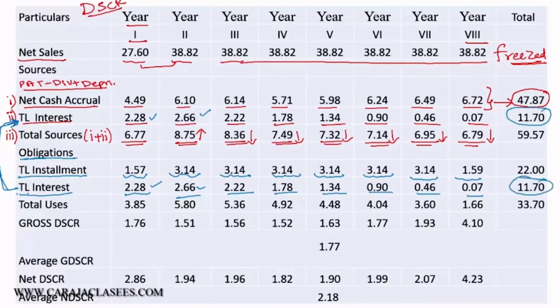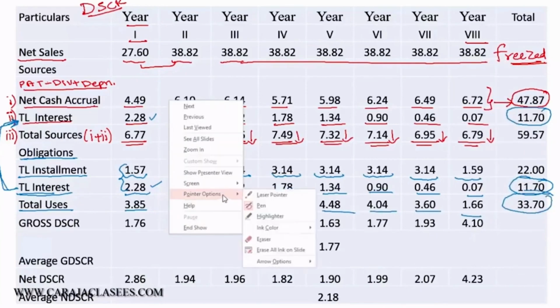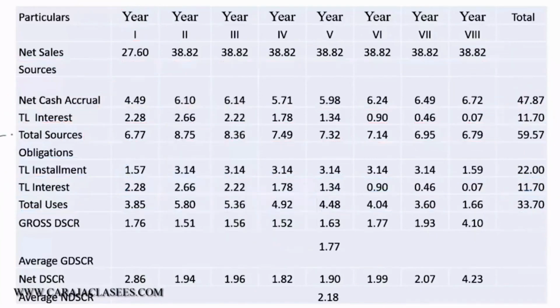Now let us total the uses. We'll total the uses, that is sum of these two, 3.85, 5.8, it goes, and so we have the total uses as 33.7 crore. Okay, now let me clear all this. So this is the total source and this is the total use. If this total source is divided by total use, what you get is gross DSCR, because this is nothing but PAT minus dividend plus depreciation plus term loan interest divided by term loan interest plus term loan principal repayment. Okay, so that gives gross DSCR.